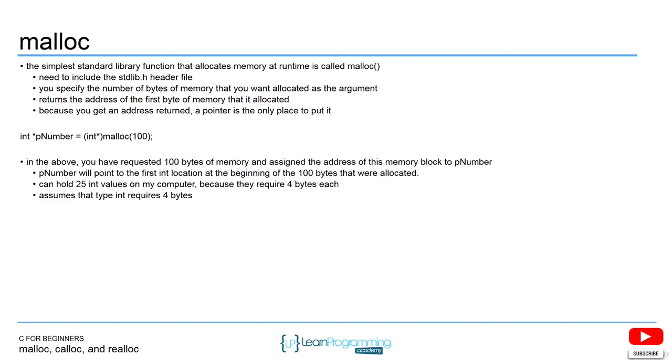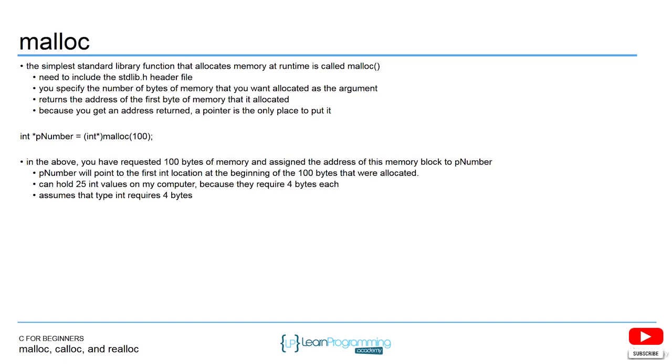Now, you're requesting 100 bytes of memory and assigning the address of the memory block to pNumber. pNumber is going to point to the first int location at the beginning of the 100 bytes that were allocated. So what this means is, since integers are 4 bytes apiece, it can hold 25 int values. And again, this is assuming that you have 4 bytes. Depending on the system that you're running, they may be larger, maybe smaller.